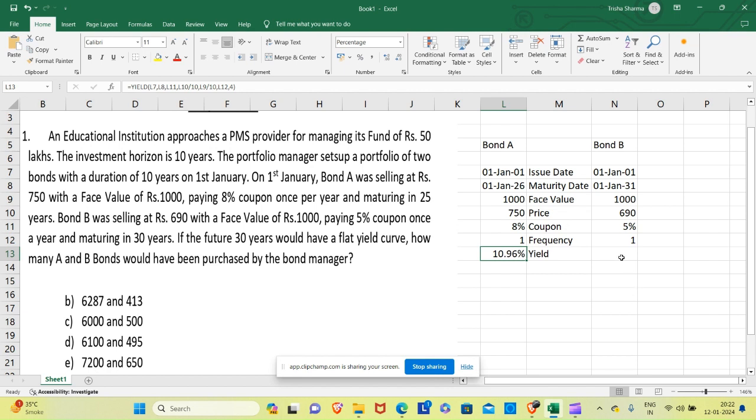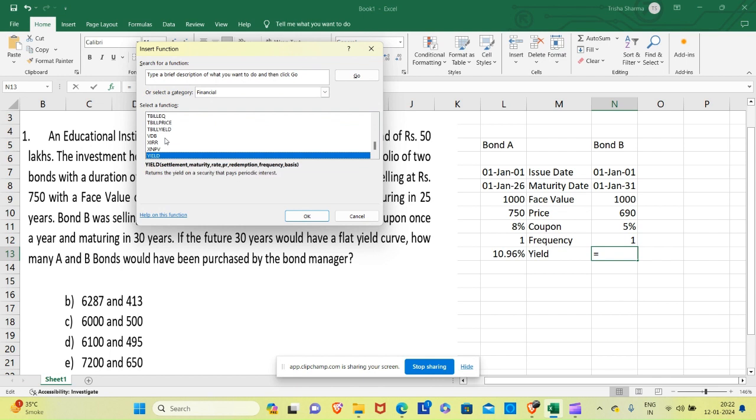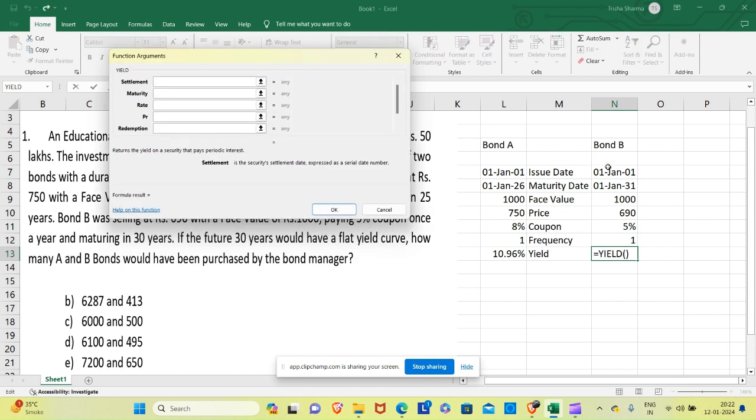Now we will do it for the second bond, and I'm doing it repeatedly, repeating the same process, so that it will be easier for you to understand this. Otherwise I could have just dragged the columns and got the yield for the second bond also. So let me start for the second one. We'll again go to the function and go to yield. In yield we'll put the settlement date, first date, maturity date, select it from here. We'll put the rate, which is nothing but the coupon rate, given as 5%. We'll put the price as 690.